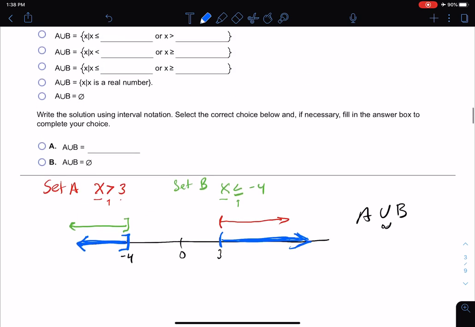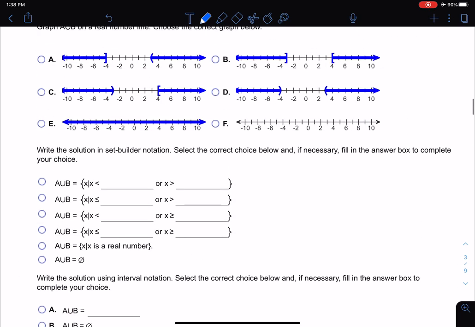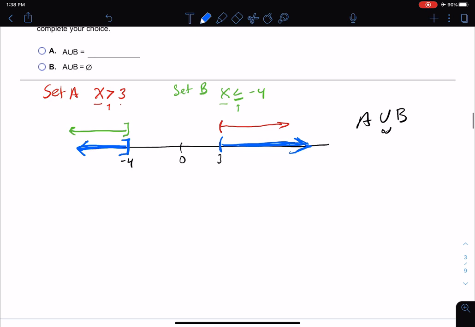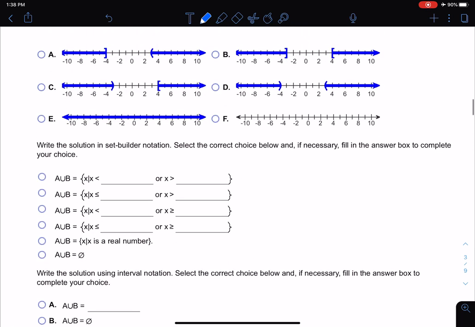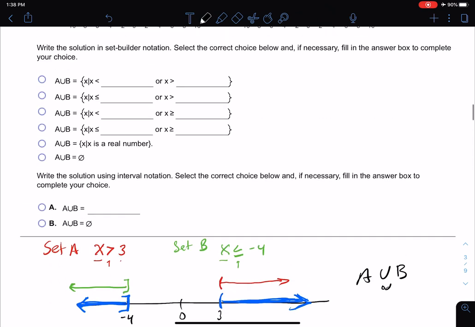Okay, so let's go up and match that answer with the graph. Less than or equal to negative 4, greater than 3. Oh, there it is. Less than or equal to negative 4, greater than 3. So it is A. A matches my graph that I just made.